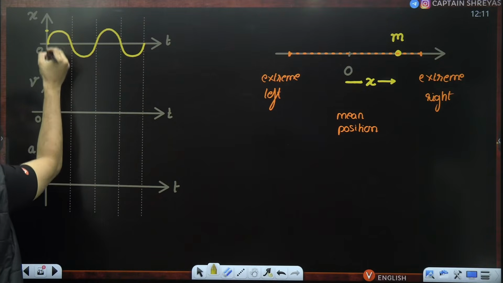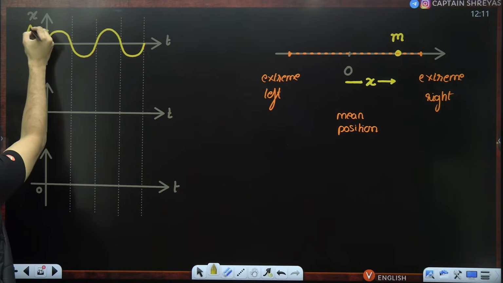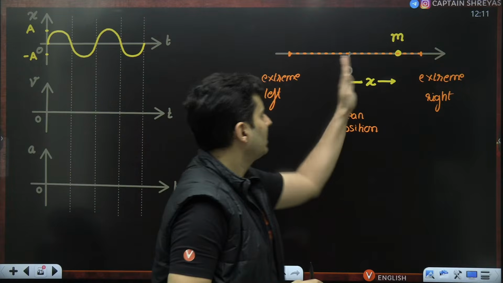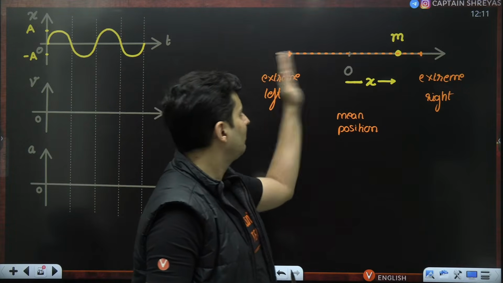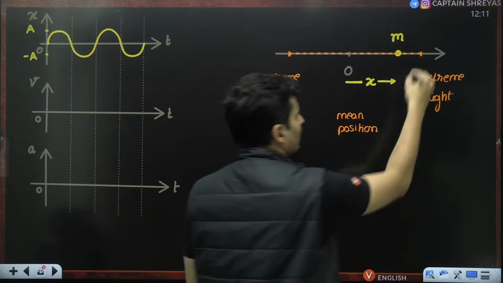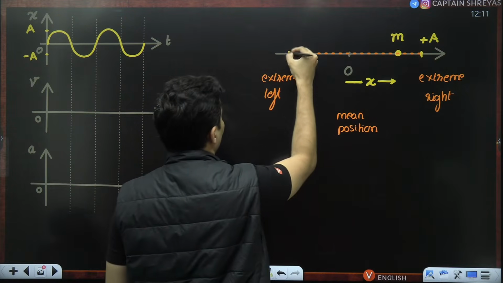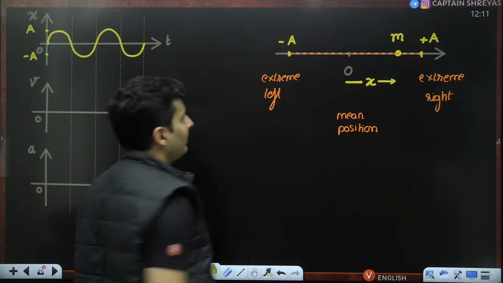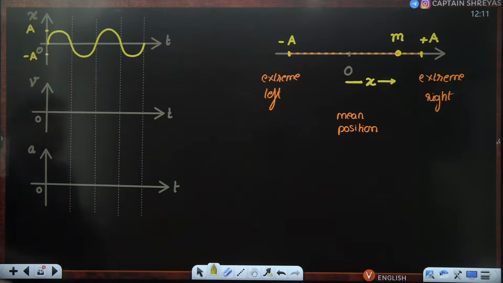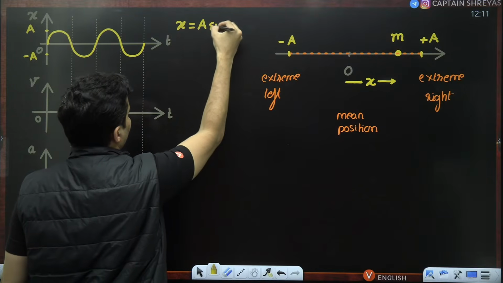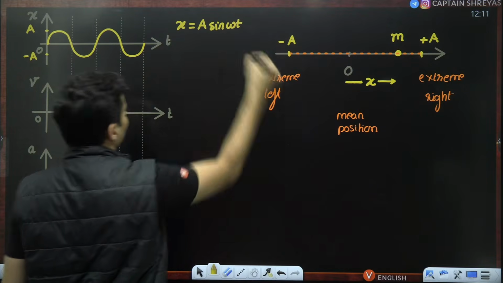The maximum value and the minimum value will be plus A and minus A, which is the maximum position and the least position. So this is where it is plus A. Here the position is going to be negative A. This is for position, and I have assumed x is, let's say, A sine of omega t.